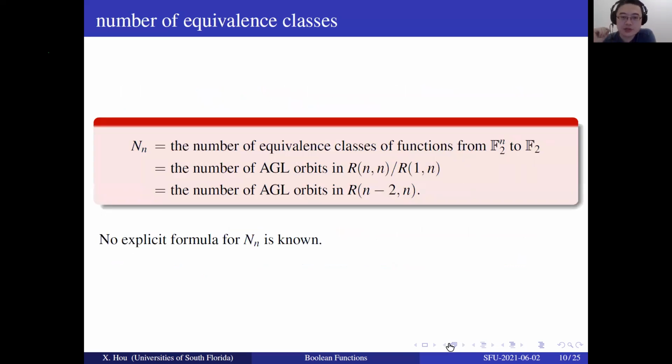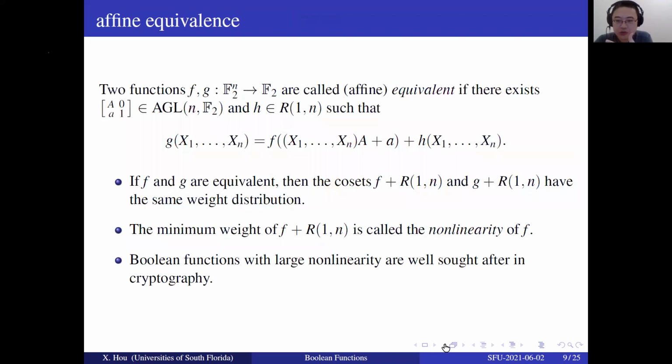Here's a question. Yes, please. For Boolean functions, is it true that affine equivalence is the same thing as CCZ equivalence? No, it's not. That's slightly different. I see.